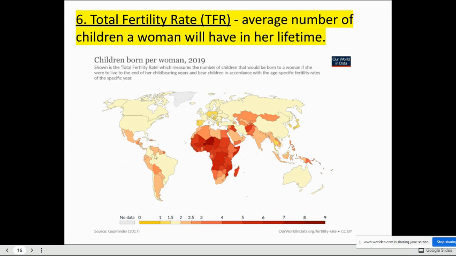So you'll notice that a lot of countries in the world are below 2. These countries here, these shaded colors, are below 2. And then there are some countries in the world that have much higher total fertility rates. Total fertility rate and birth rate are directly related, so countries that have higher birth rates are also going to have higher total fertility rates.